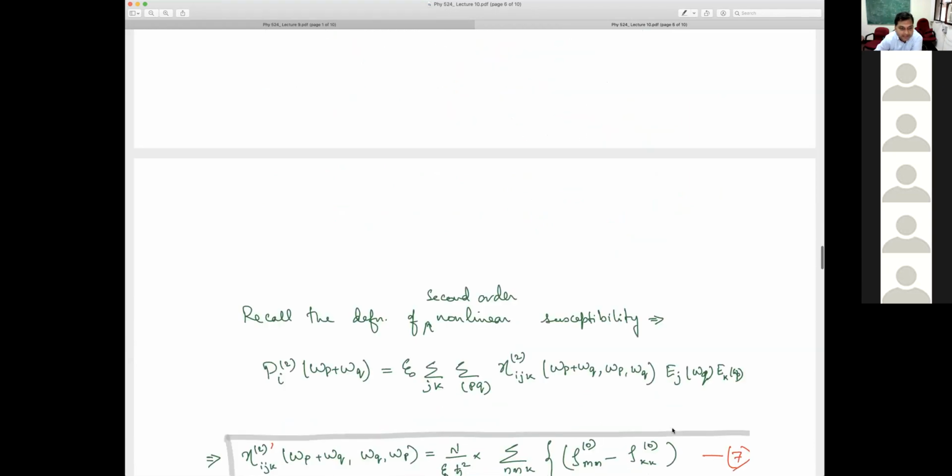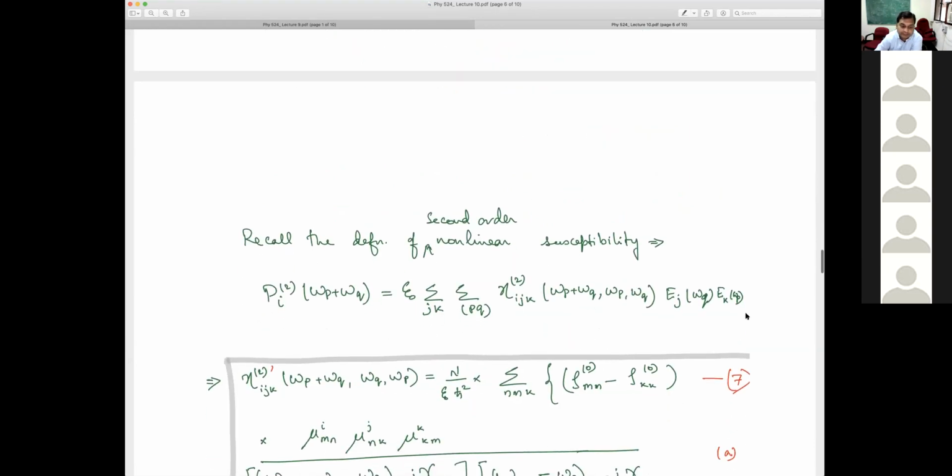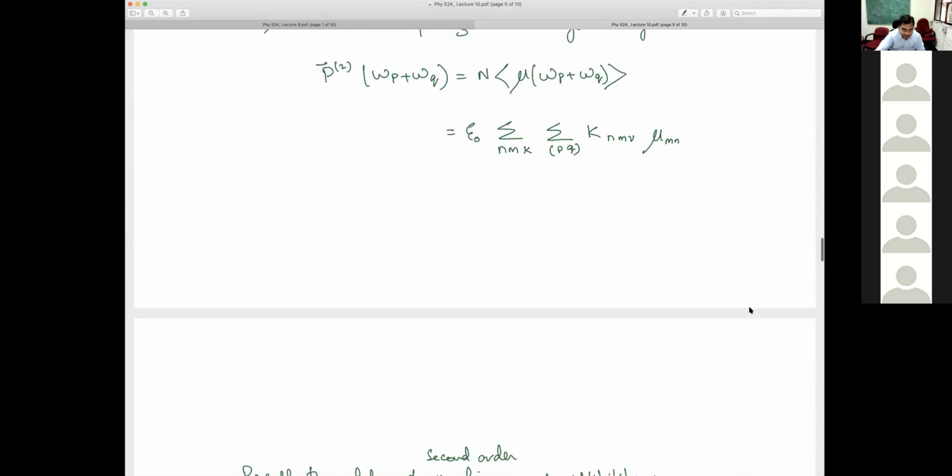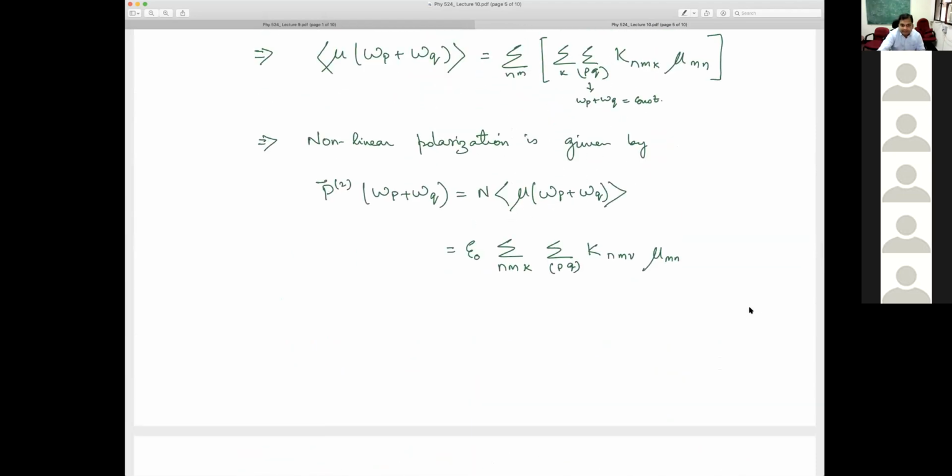And then recall the second order susceptibility definition. So P2 of omega p plus q was written like this: sum over jk, chi_ijk, E_j and E_k. So here I run into a minor notation problem, which I should have noticed earlier.